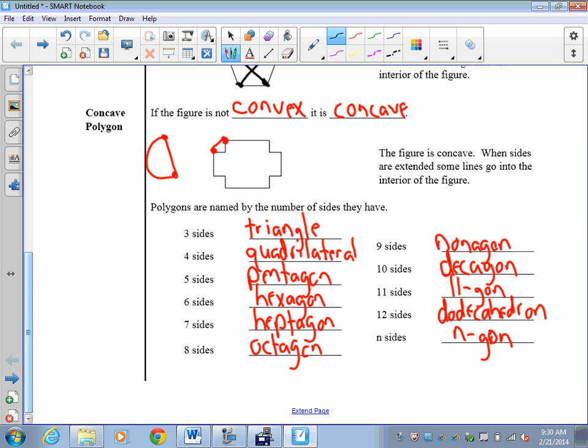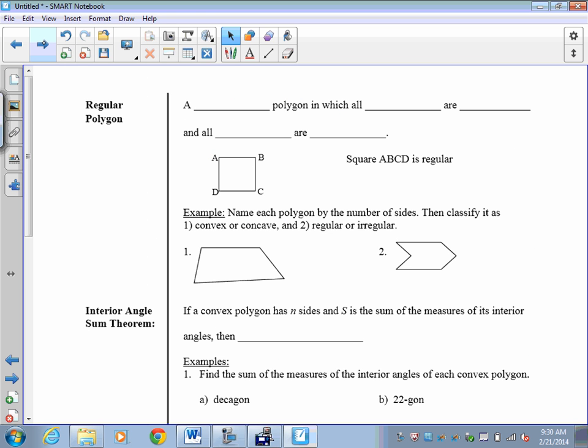The thing that might be confusing you a little bit is the four-sided. A lot of you might be saying, well, isn't that a square, a rectangle, a rhombus, a parallelogram? Those are all special types of quadrilaterals. So we're going to be talking about those later on in the unit.